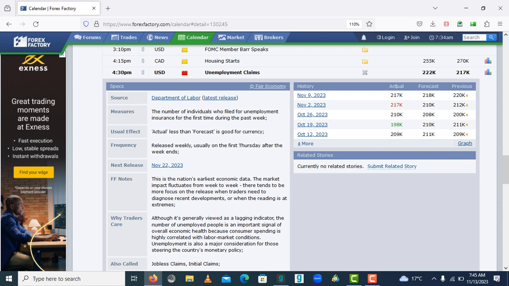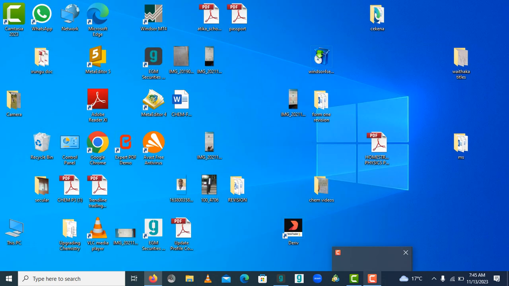Therefore, two things to check when you are checking on the economic calendar, as I conclude, are: one, is the actual bigger than the forecast or lower than the forecast? Number two, by how much? The bigger the change, the bigger the impact on the currency.